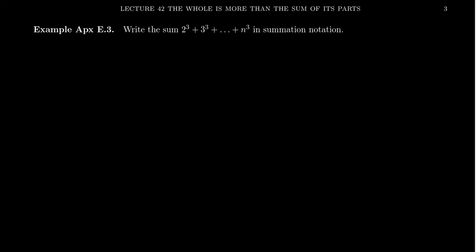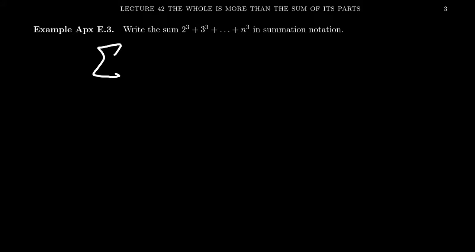Can we go the other way around? Can we find a compact sigma to represent a big sum of some kind? So we have this one right here: 2 cubed plus 3 cubed plus dot, dot, dot up to n cubed. We're supposed to figure out what the pattern means at this moment. Well, I see a bunch of cubes that are adding together. So a very natural candidate would be something like this.